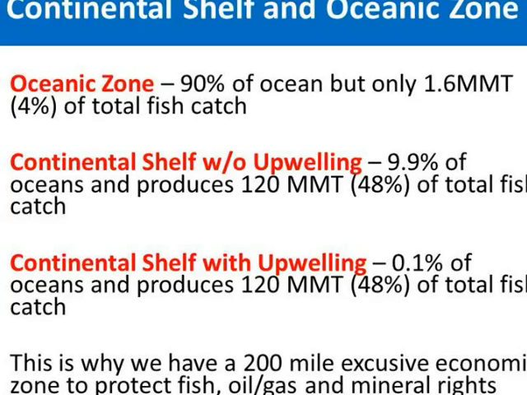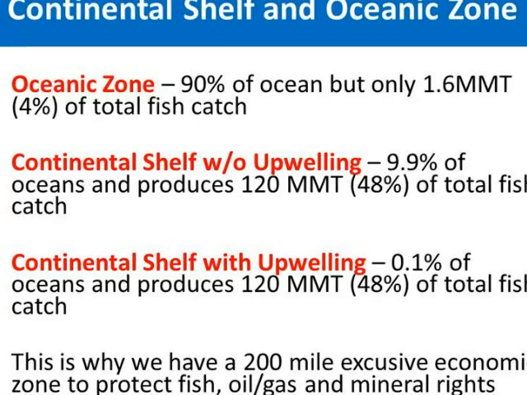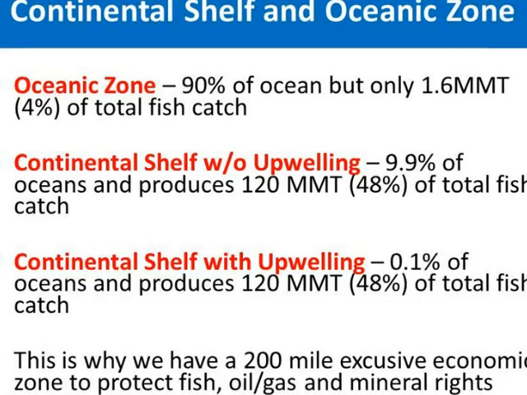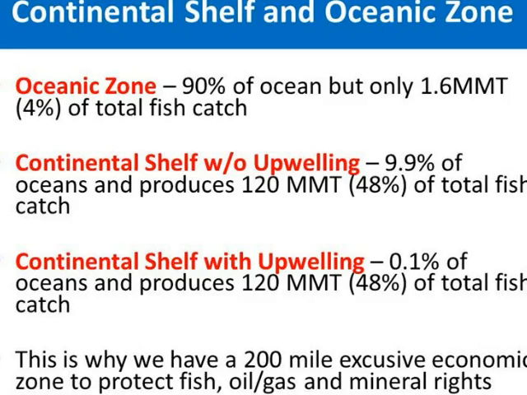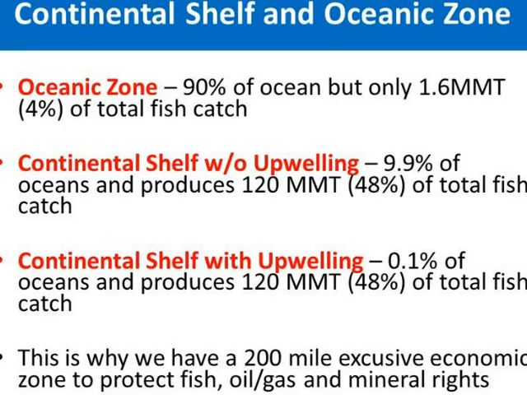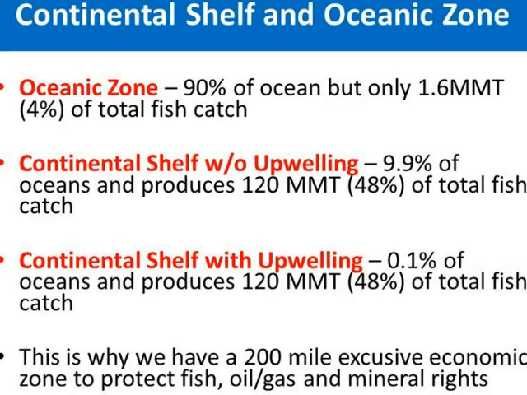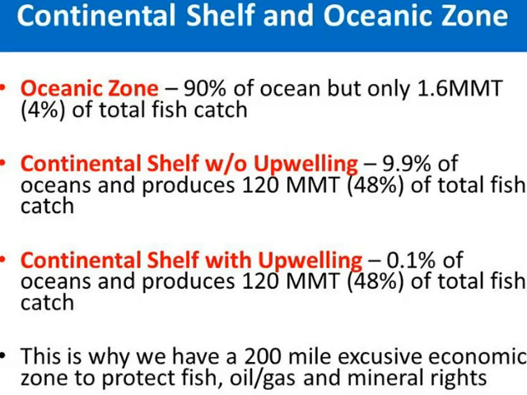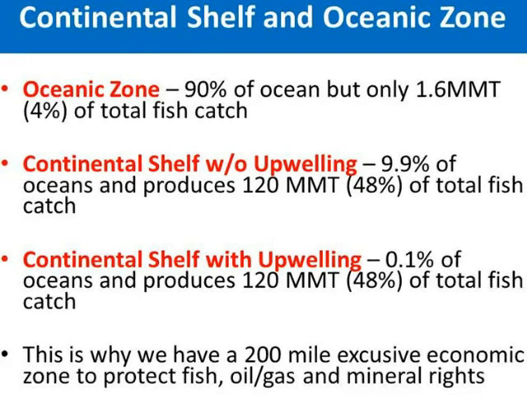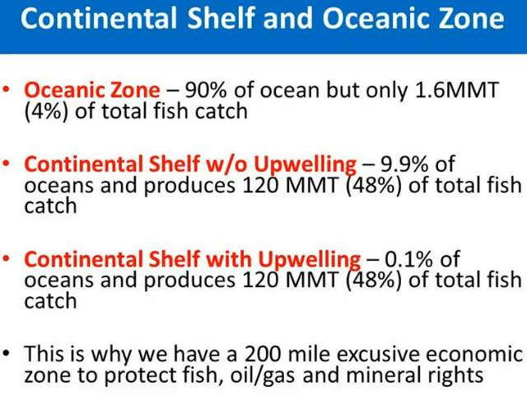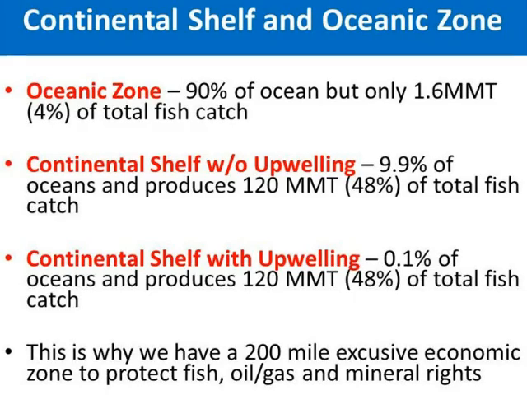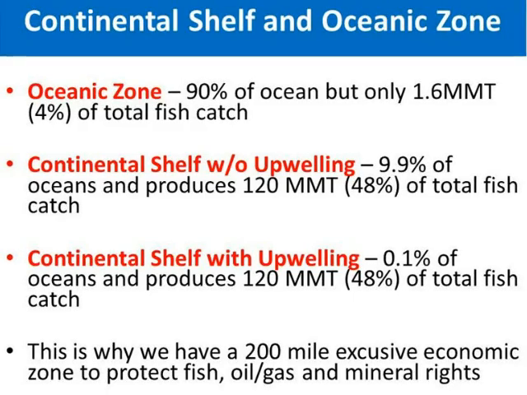If we take a look at the continental shelves, they only represent 10% of the oceanic area, but they produce 96% of the finfish. You generally see we can have continental shelves without upwelling, and about 9.9% of the 10% that is continental shelf, so about 99% of the continental shelf area, does not have upwelling. Then we have about 1% of the continental shelf area that has upwellings.